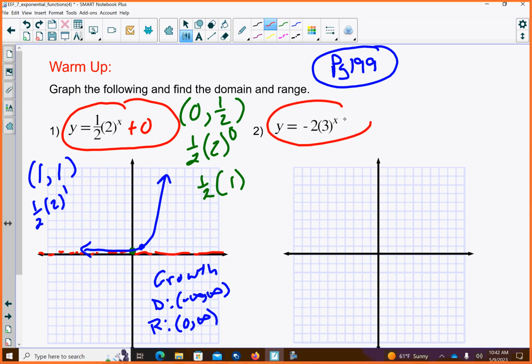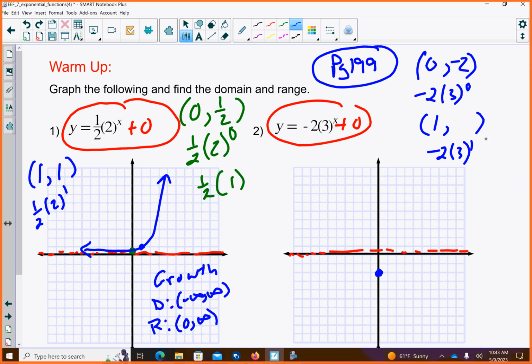All right, let's do this one. Can I go plus 0 at the end? There's my asymptote. Agree? All right, we're going to plug 0 in. So -2 times 3 to the 0. 3 to the 0 is? 1. 1 times -2? It's down there. Agree? Plug 1 in. 3 to the first is what? 3. 3 times -2? Down here.